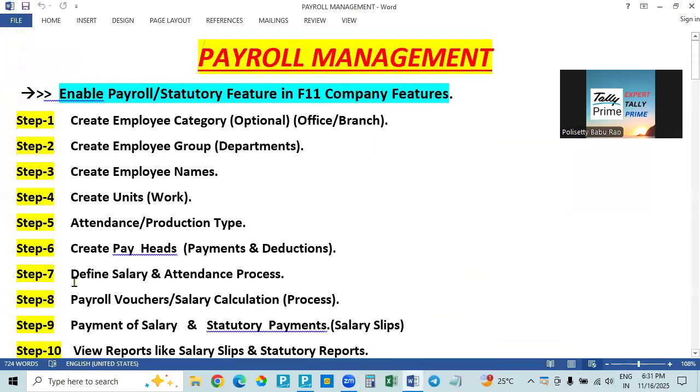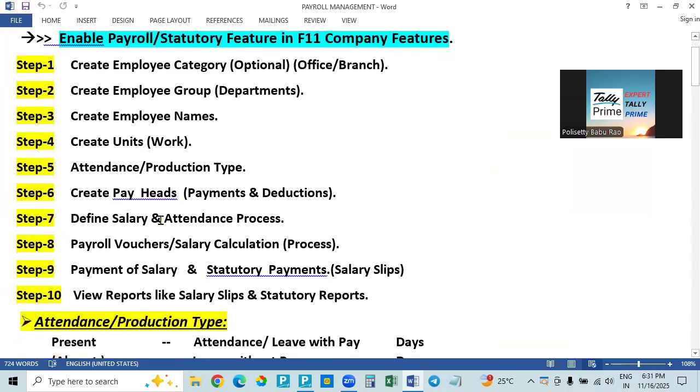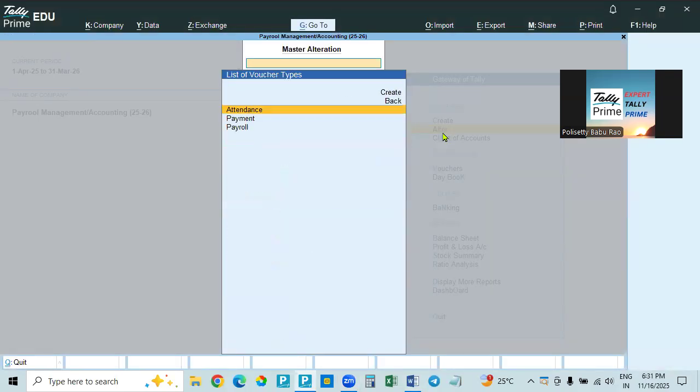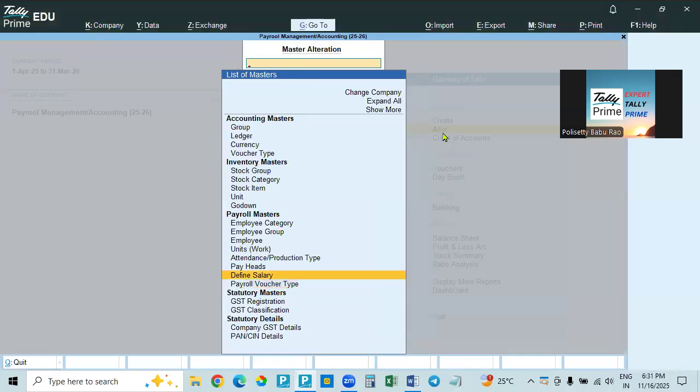See here, in the last video, we completed all the pay heads, all three types of pay heads. Now we have to define the salary, and along with that, you have to define the attendance processing. If you go to Tally Prime and go to Alter, you can see after pay heads, we have to go to define salary, and after that, payroll voucher types, where the first one is attendance. That also we have to define or process.